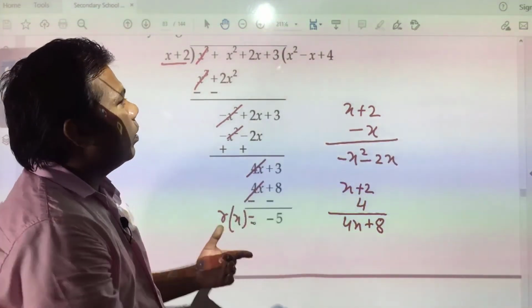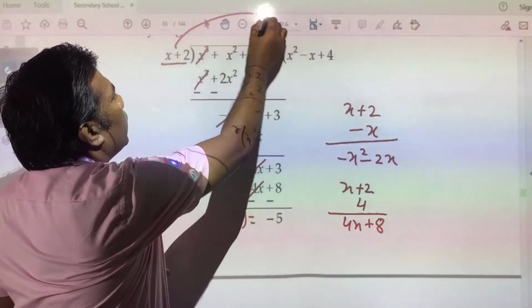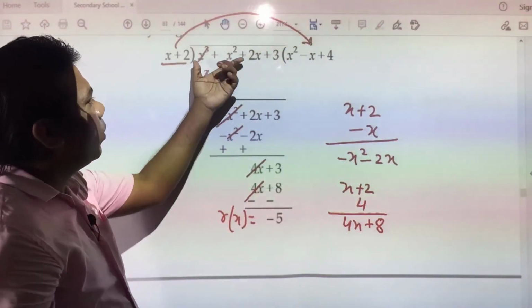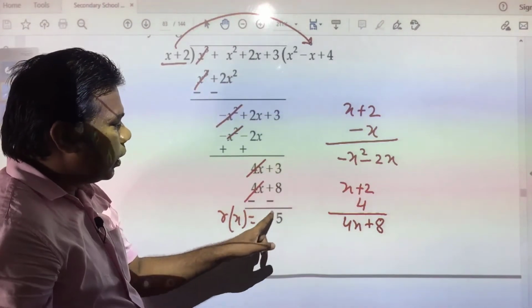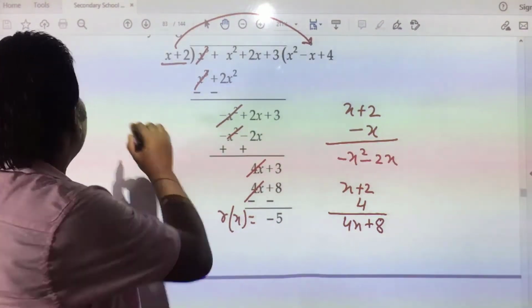Now, you verify. So, for that what you need to do? Both the terms are required to be multiplied and this is required to be added on that. So, try to do that.